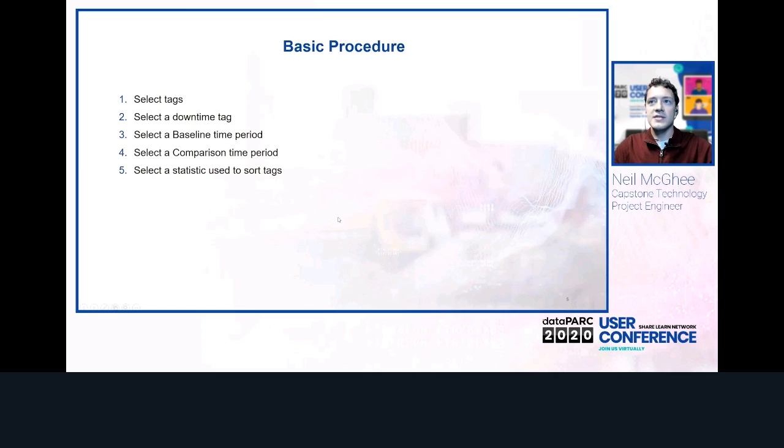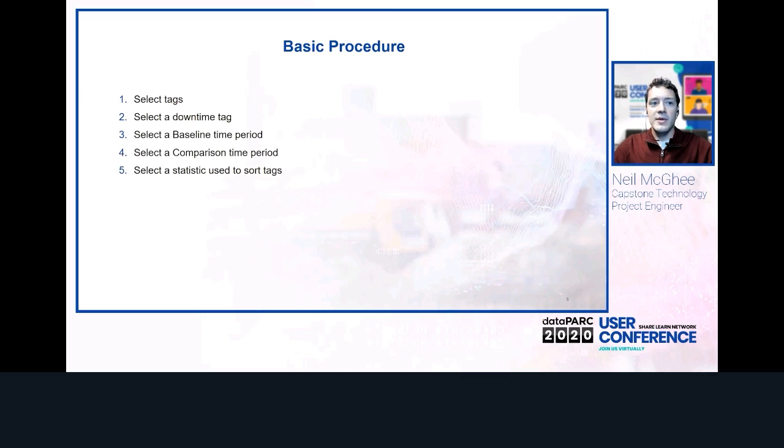So here's the basic procedure of running through this tool. First, you select a list of tags like you would for any other PARCview display. You can then choose a downtime tag so that we can filter out time where the process is unsteady. We're aiming to perform a steady state comparison. You choose a baseline period, which is usually a longer period of time, maybe a week or a month, where the process was operating smoothly. And we treat that as an ideal version of the process.